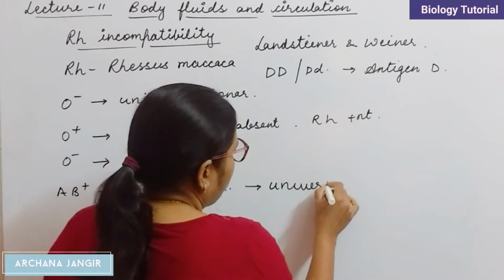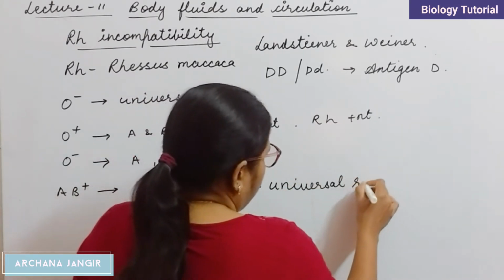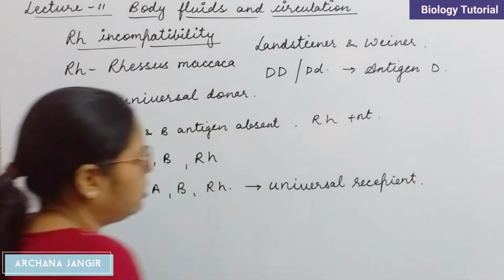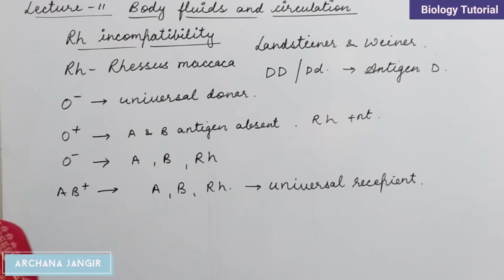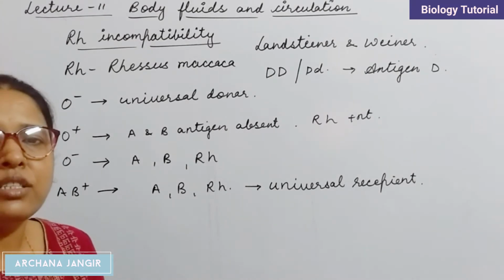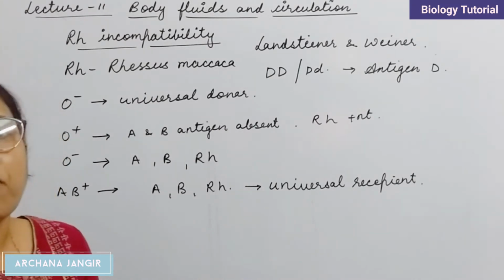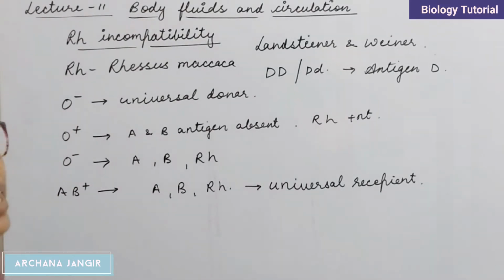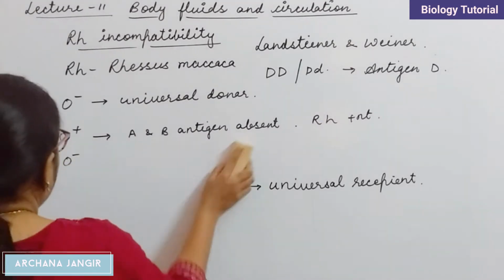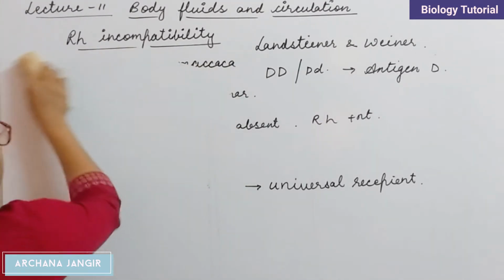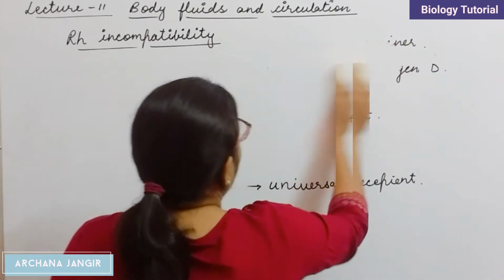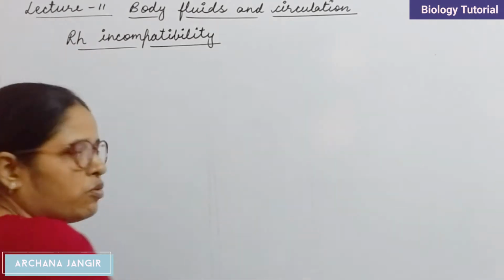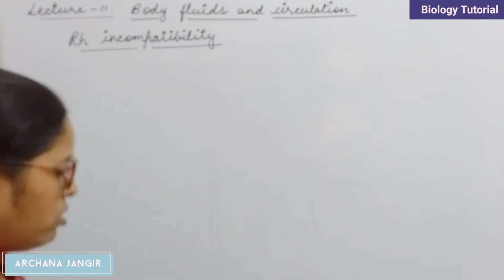Clear? So this is the universal recipient. Now we are going to explain a situation which arises from Rh incompatibility. So here is the situation which arises due to Rh incompatibility, and in this situation we are going to take an example of a mother with Rh negative blood who is going to have a fetus with Rh positive blood.